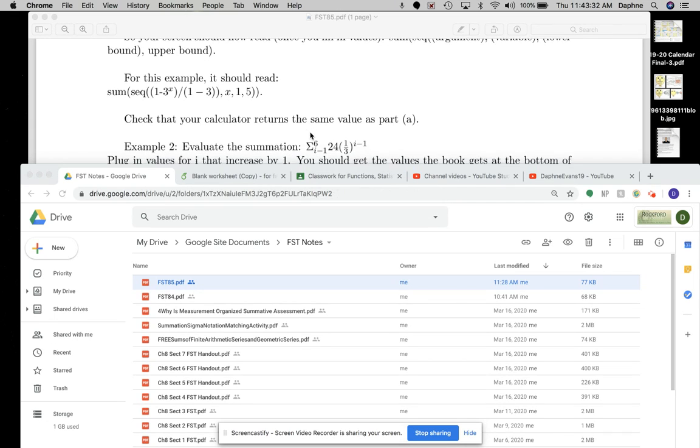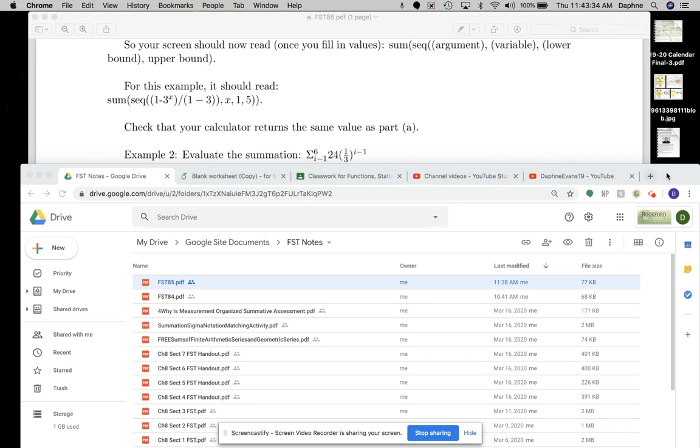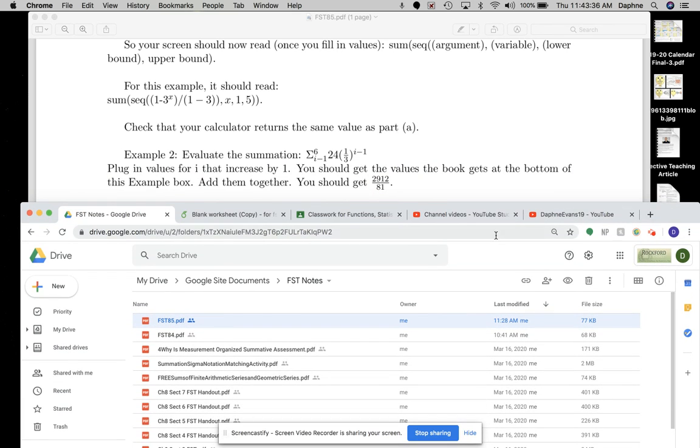So the way I wrote it out in this document is more of the check step, just making sure that you know how to plug in i equals 1. Plug it in, see what you get out, plug in 2, see what you get out, plug in 3, plug in 4, all the way up to 6. Add all those numbers up, you should end up with 2,912 over 81.